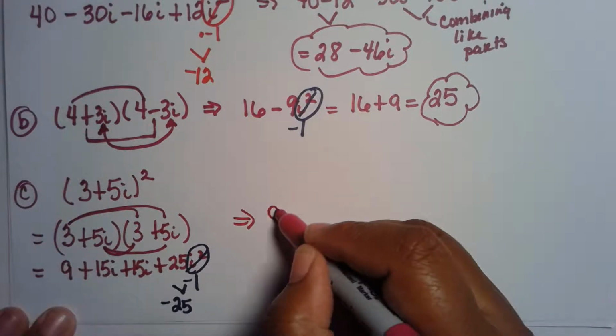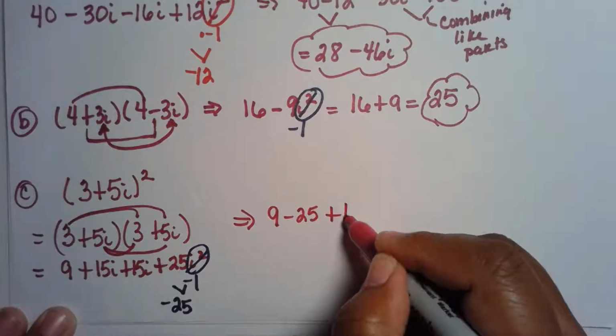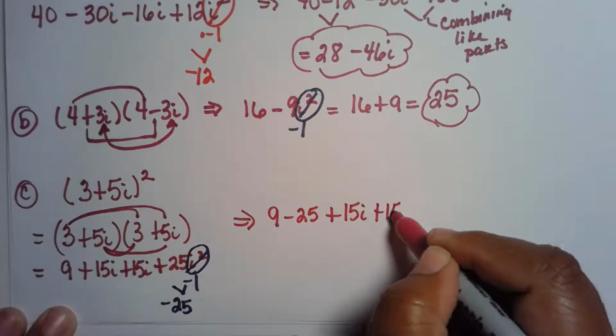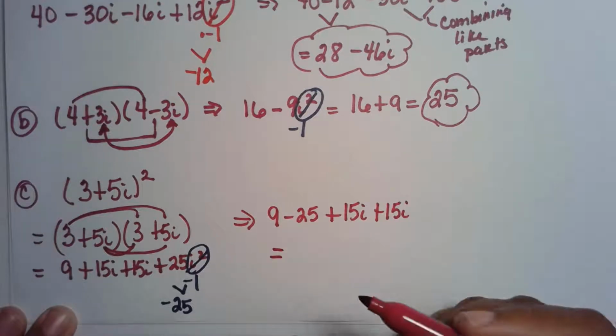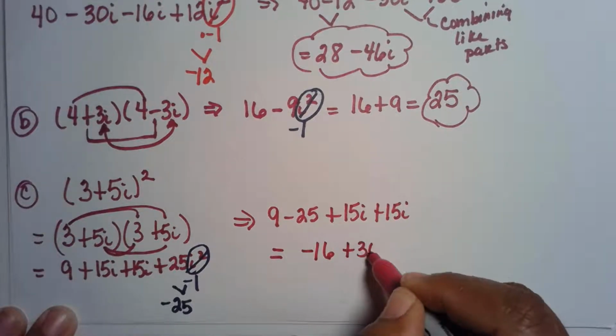Let's combine like parts. 9 minus 25, and then 15i plus 15i. So our answer is negative 16 plus 30i.